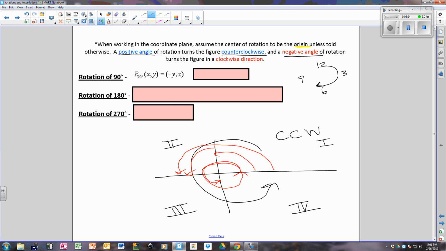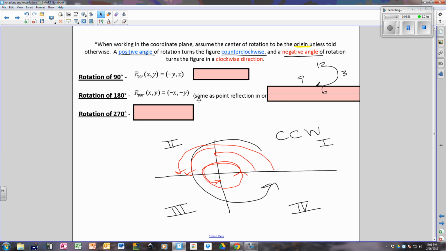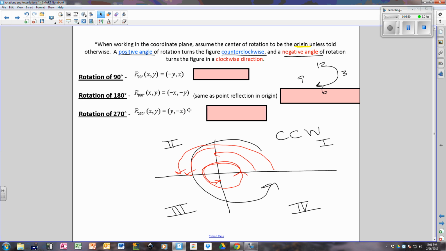All right, so now 180-degree rotation. This will give you the same order, so they're going to stay in the same order, but both of their signs will change. So this is also the same thing as the point reflection in the origin. So if you do a point reflection, it's the same thing as rotating 180 degrees. And this is all on your cheat sheet too that I gave you. And then if you rotate 270 degrees, they change again, just like they did up here with 90, but this time the x will change signs and the y will stay the same.